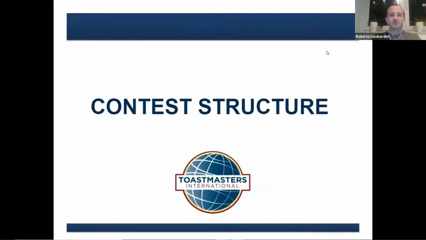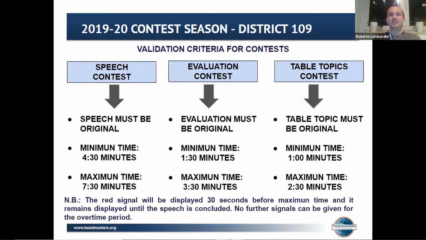So let's move on after these changes in the rulebook that are not major changes this year, but it's good to keep in mind. Let's move to the contest structure. So how is a contest structured? Can we start from the validation criteria for the contest? You have a time frame that must be respected.